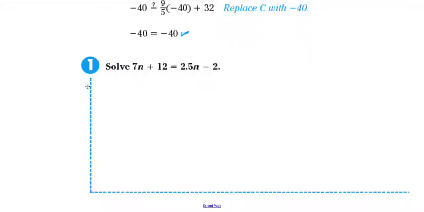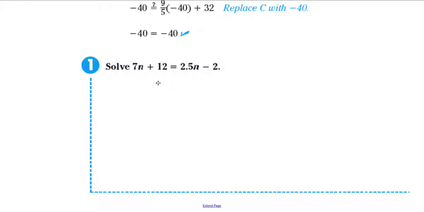Let's take a look at example number 1. Solve 7n plus 12 equals 2.5n minus 2. Again, we have variables on both sides of the equation, and we want to undo one of them to be able to simply solve for n. And look closely, you can either do negative 7n or negative 2.5n. It's actually up to you.